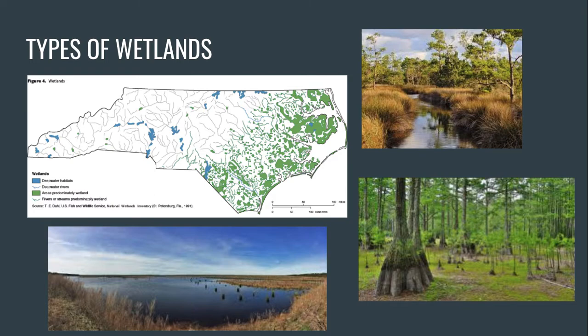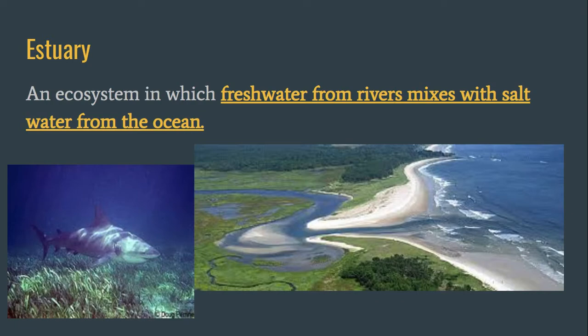Now, we have different types of wetlands, and I want you to know the 3 main types. There's actually 5 main types, but the 3 I'm going to talk about can be found specifically in North Carolina. Okay? So, our first type of wetland is an estuary. So, I definitely need you to write down the name and then the characteristics.